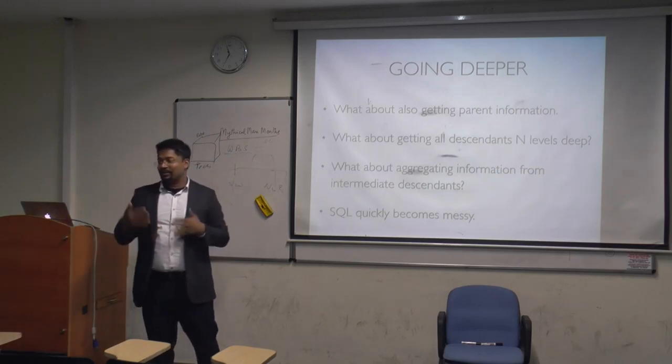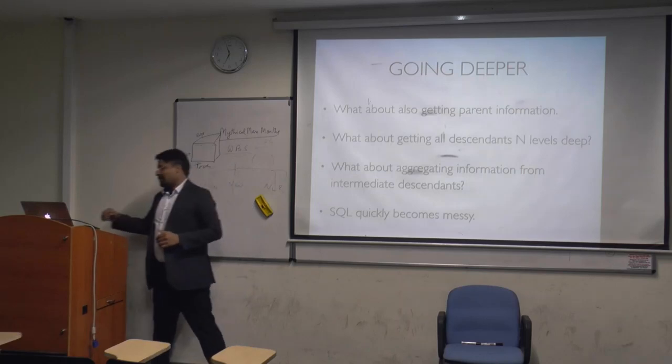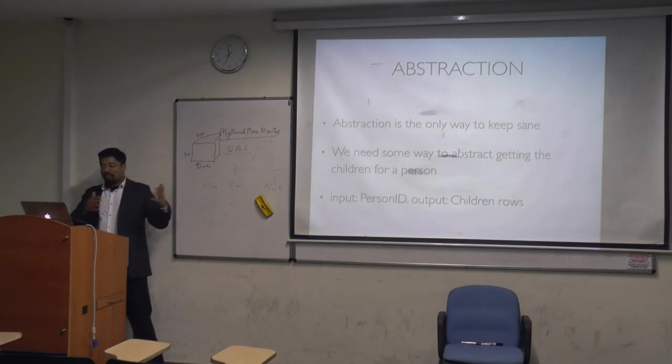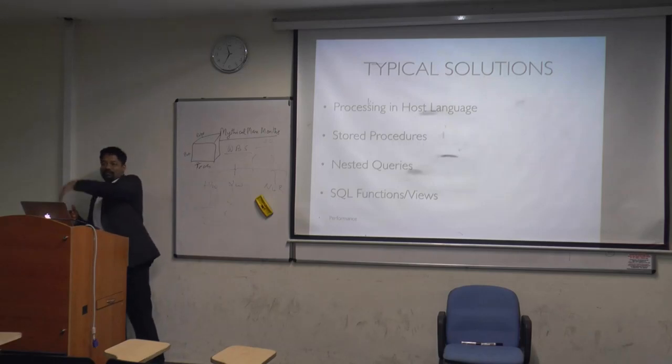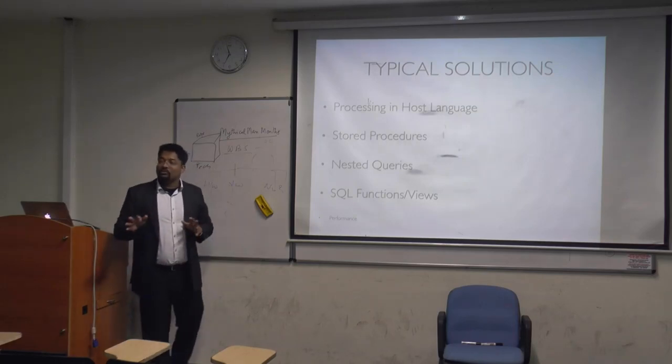You can obviously write one, but it's going to be more difficult, right? So SQL quickly becomes messy. That's the problem that you can solve with abstraction, and we don't know how to abstract it further in the current model. So we need to abstract this concept of getting all children of a person, right? You can do processing in Python and then create SQL queries that way. You can do processing using stored procedures, nested queries, SQL functions and views. Performance is a problem with most of these.